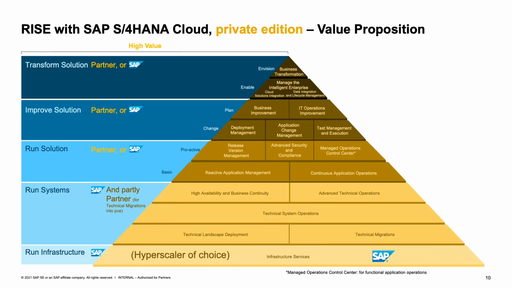As a last topic, let's talk about value proposition. Here you can see the different layers of services included or offered optionally in a private cloud engagement. Of course, infrastructure and technical operations are giving already a good value for customers, allowing them to concentrate on their core businesses.